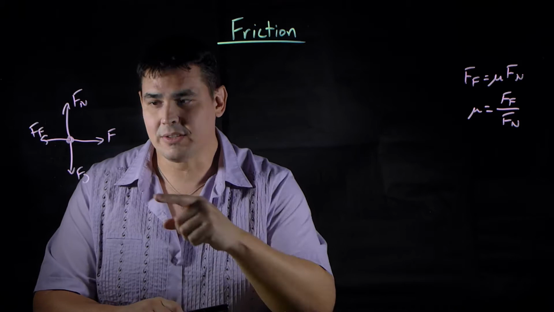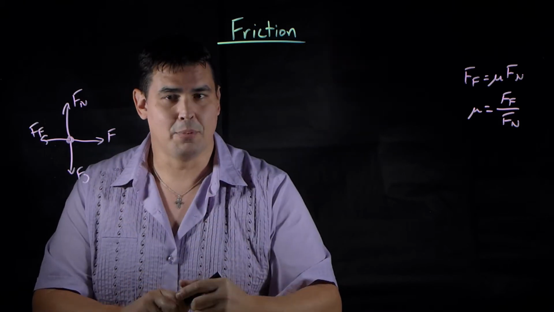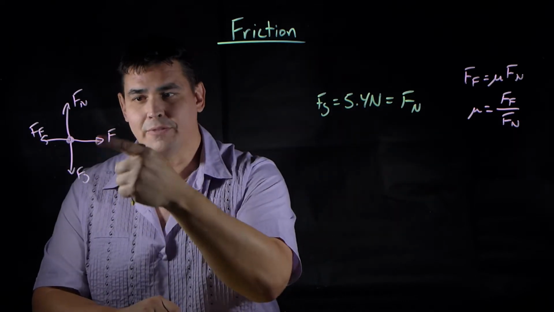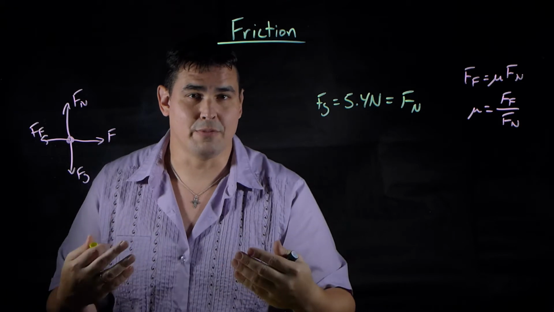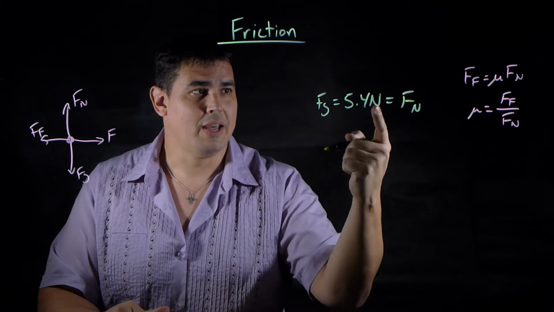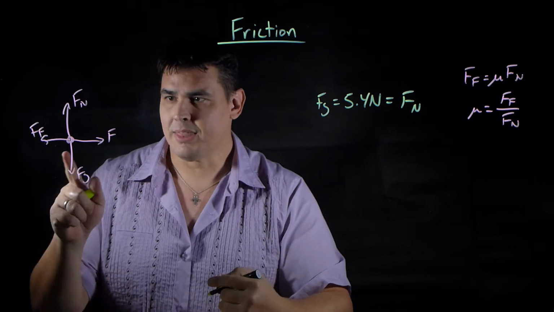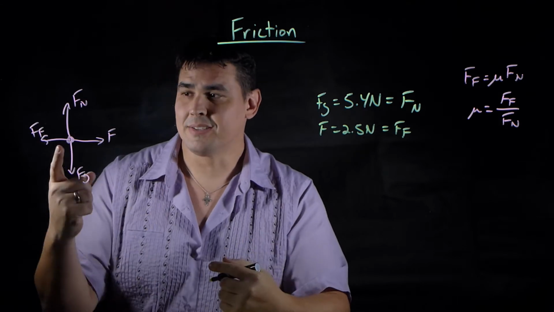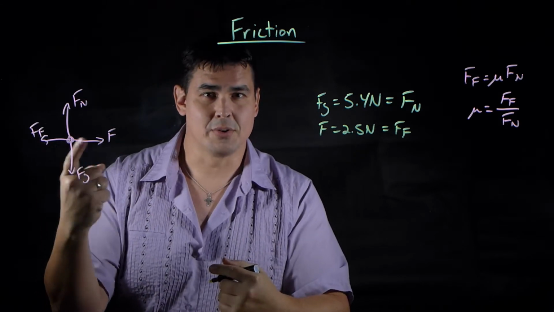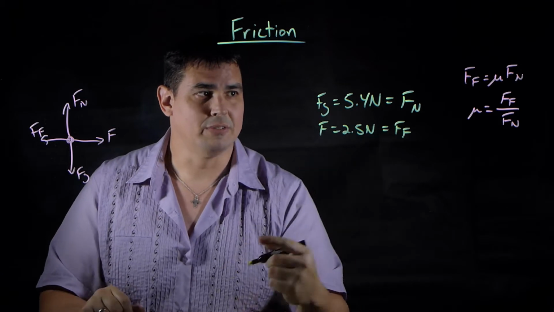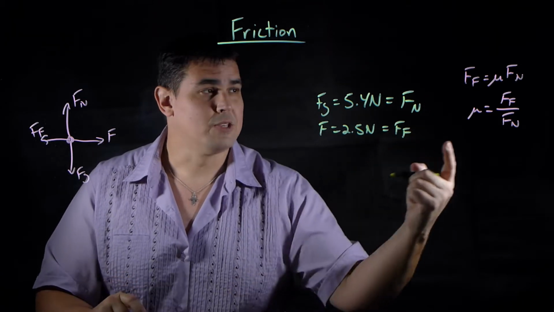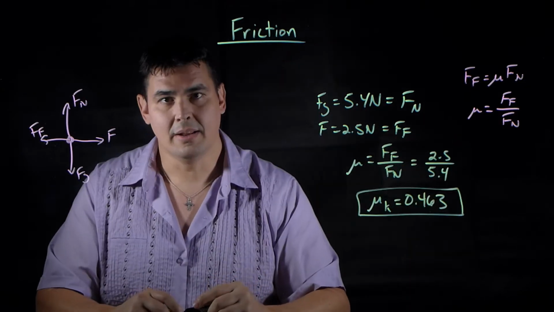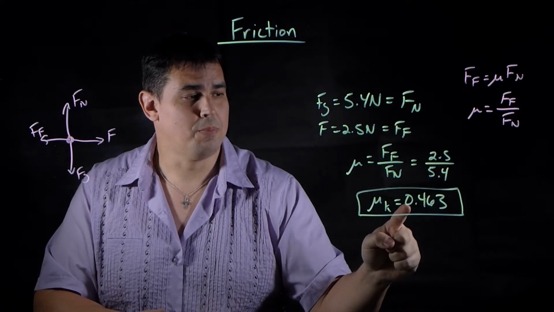We know that the block weighs 5.4 newtons. So that means it's also going to be the normal force, because Fg and Fn have to be canceling each other out since there's no net force, because it says constant velocity. So I know my normal force is 5.4, and then it tells me that I'm pushing with a force of 2.5 newtons. Because these two forces cancel each other out at constant velocity, they have to equal each other. So I know my normal force and I know my frictional force. If I want to get the coefficient, I just divide the two, and I get my coefficient of kinetic friction as 0.463.